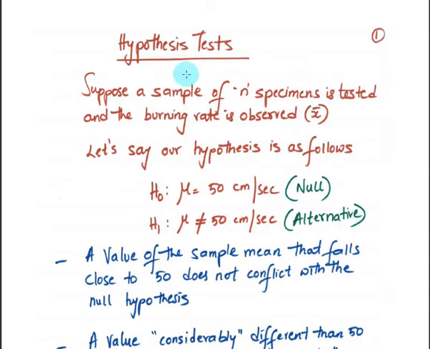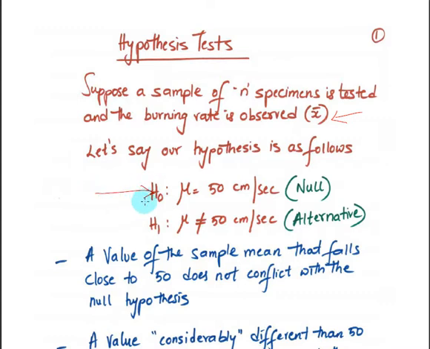Hi. So now let's take some practical examples and try to solve for what is alpha error, beta error, and power of a test. So let's start with the main hypothesis test. Suppose that a sample of n specimens is tested and the burning rate is observed, which we call x bar, which is the mean for that sample. And let's say we state our hypothesis as follows.